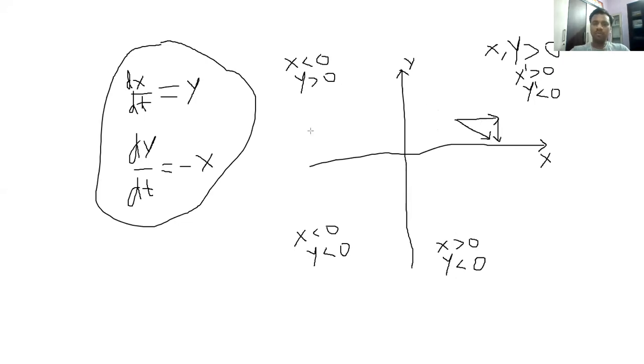Okay. Now what will be the direction in this part? If x is negative and y is positive, then dy over dt will be positive because x is negative, and dx over dt we can check first: dx over dt will be positive.